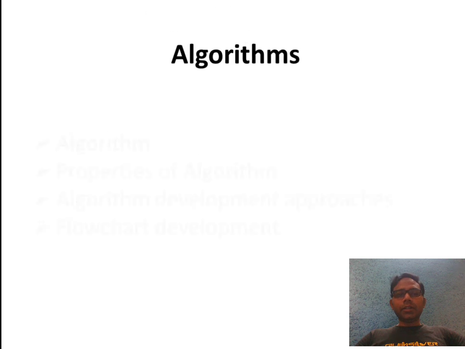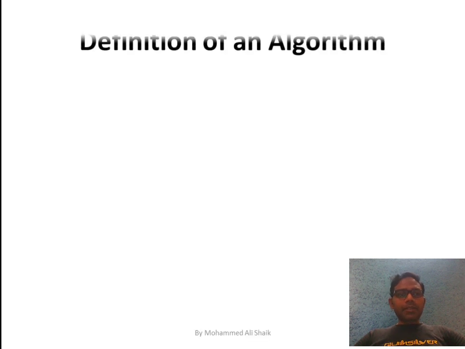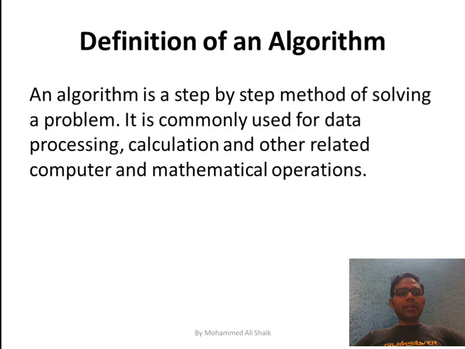Greetings friends. On this day we are going to study in this video about algorithms. These are the four things we are going to study today: definition of the algorithm, properties of algorithm, algorithm development approaches, and flowchart development. Let us see the first one, the definition of an algorithm.